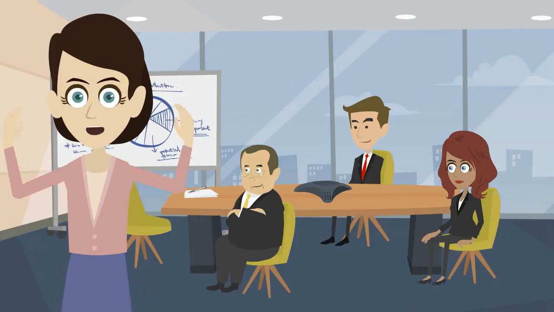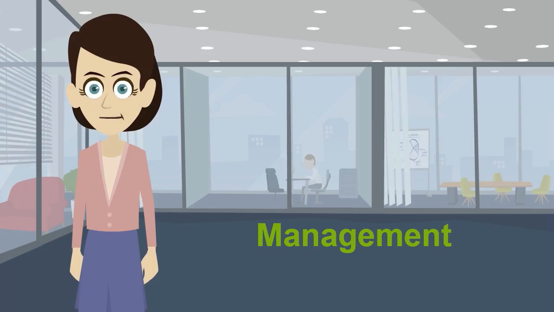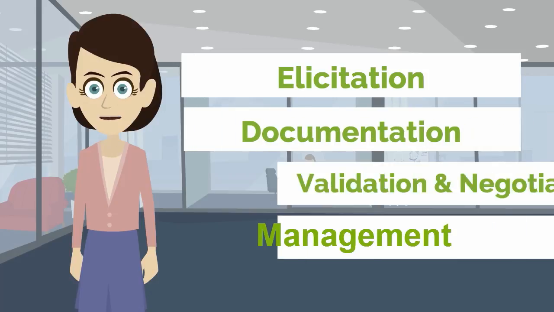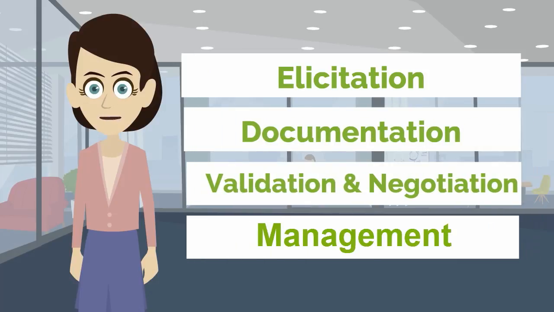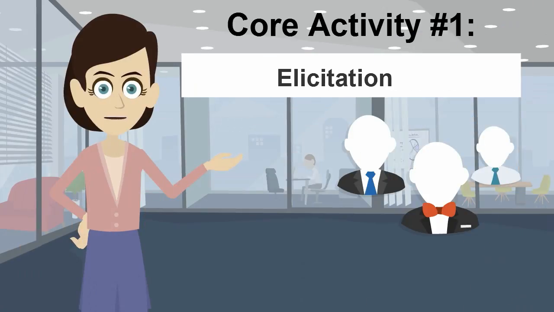Now that we have covered the fundamental concepts, let's have a look at the 4 main activities of requirements engineering. The 4 core activities to meet the main goals of requirements engineering are as follows: elicitation, documentation, validation and negotiation, management. Let's have a closer look at each of these core activities. Core Activity 1. Elicitation. Elicitation is all about engaging with stakeholders to elicit and understand their business needs and requirements. There are various different requirements elicitation techniques which can be applied. Some of these techniques include requirements interviews and workshops.